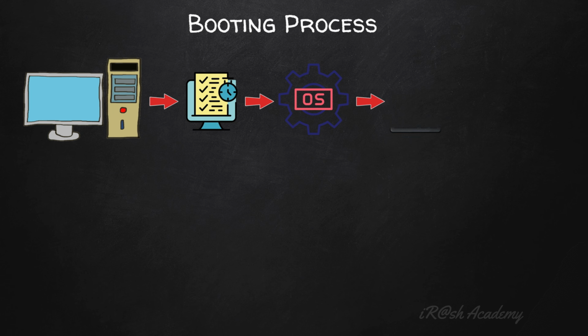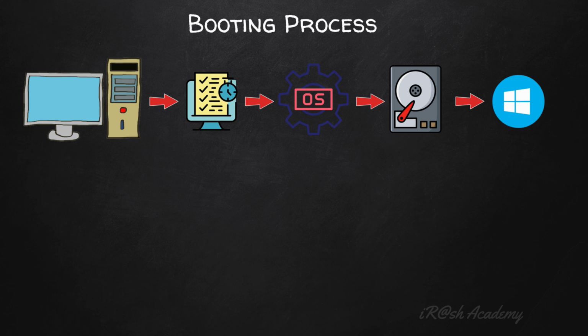And where is it looking for the operating system? Of course in the storage, and the hard drive is the storage that we use in the computer. So the computer looks for its operating system in the hard drive, and when it finds it, it loads that operating system. It may be a Windows operating system, a Linux operating system, a Mac operating system, or any other operating system. So this is what happens when your computer is powered on, and this process is called the booting process.